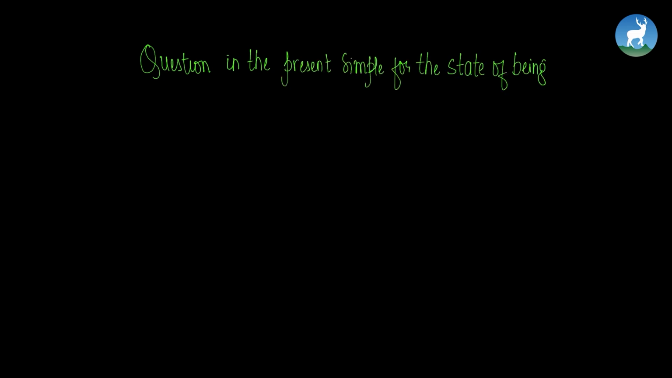Now let's see the questions in the present simple for the state of being. The question sentences, we also call them interrogative sentences. So we shall now learn how to form questions in the present simple for the state of being. Here we simply invert the subject pronoun and the verb to be.